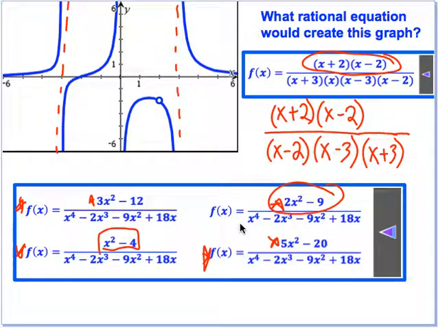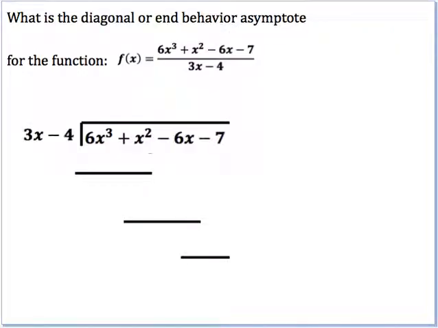Well, that's not what I wanted. There. So you have a multiple choice test. Go ahead and plug each of these graphs in until you find the one that best fits. All right, here we go. What is the end behavior asymptote for this function? Let me see how much time I have. I've got 5 minutes. I'll go over this really quickly.